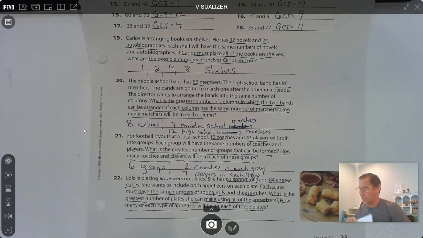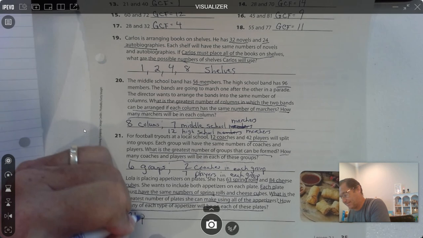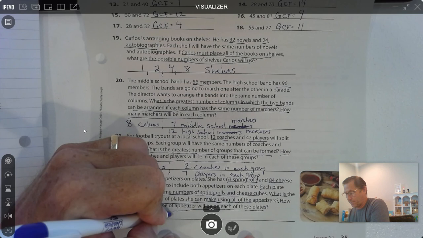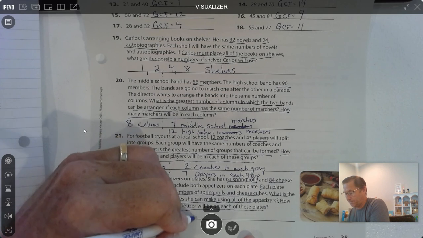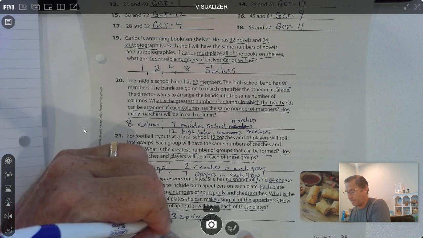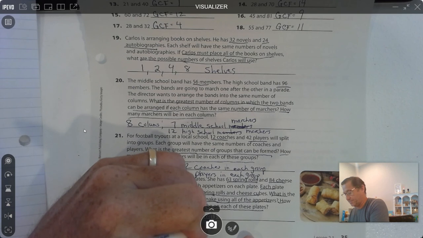Okay, so the greatest number of plates she can make is 21 plates. And she'll have 3 spring rolls and 4 cheese cubes.